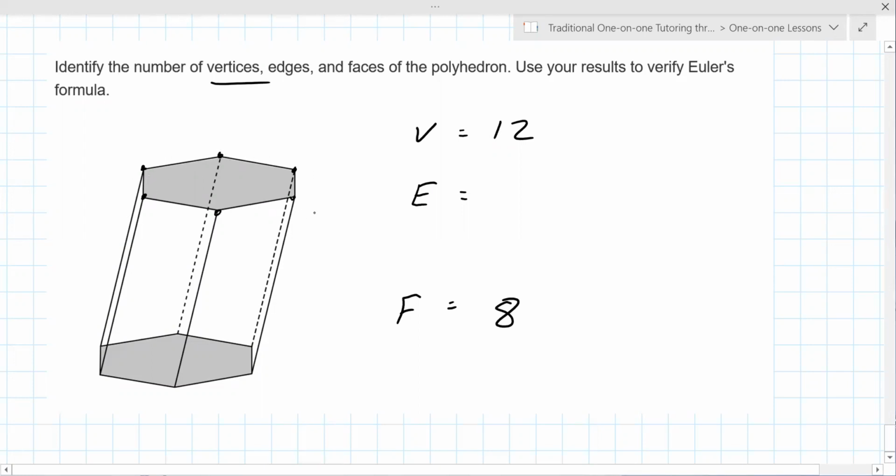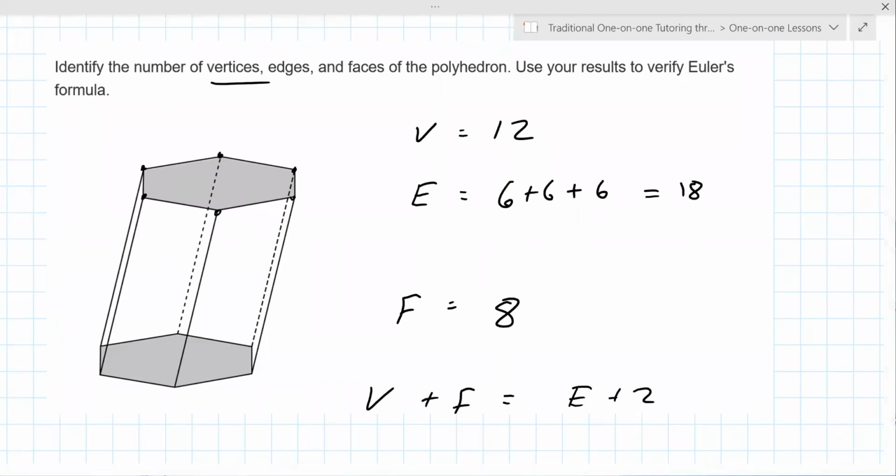So there's 6 on the top, 6, 6, and then 6. So then that's 18. So the formula was the vertices plus the faces equals the edges plus 2. What did you say, plus 2 or minus 2? Well, I think it was plus 2 because the vertices it's 12 plus 8. That's 20. And then the edges is 18 plus that 2, that's 20. So they're the same. I think that works.